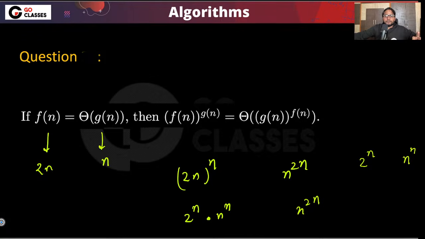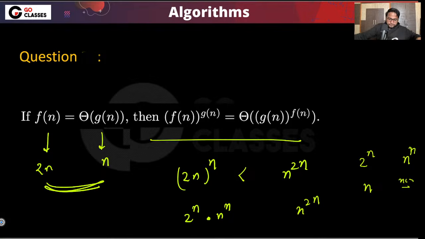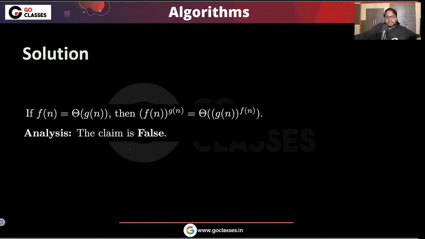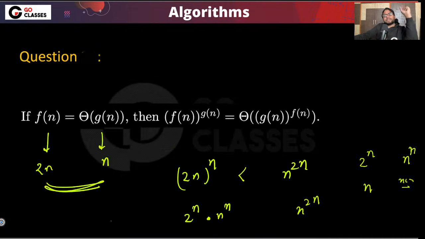So which one is greater? You can take the log, it will be n log 2, so maybe n, and it is n log n. So n power n is greater. This is strictly greater. But you can definitely reverse this, and then you can make the other greater. So that's why you can't say this is theta. So what is the answer here? This claim is false.